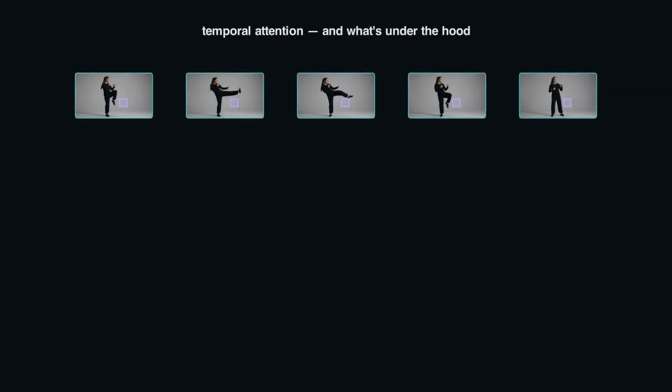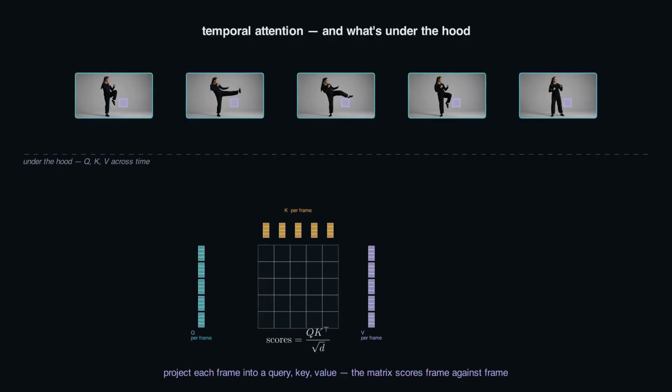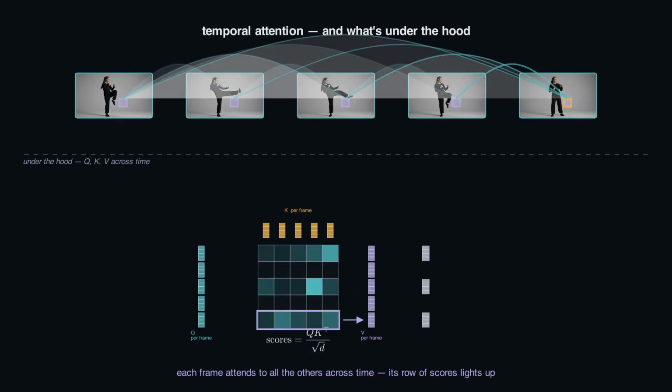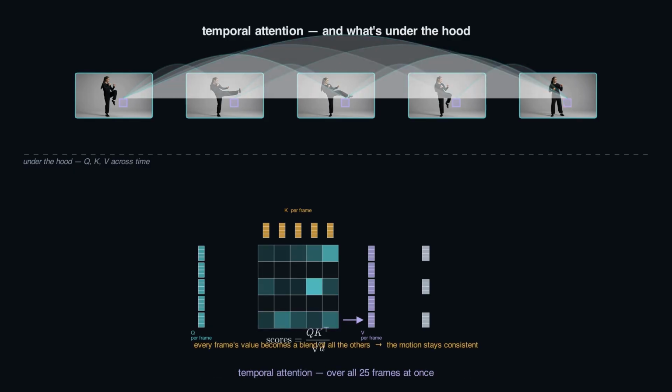And then the second job, the one that makes video hard, the very same machinery but across time. Take one position and follow it across all the frames. Now each frame is the query, the key, the value. And each frame attends to all the others along the time axis, its value becoming a blend of what came before and after. That's temporal attention. It's the whole secret of consistency, why the leg stays the same leg and the face the same face, frame after frame, instead of flickering into someone new every moment.